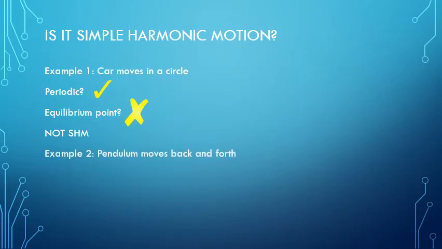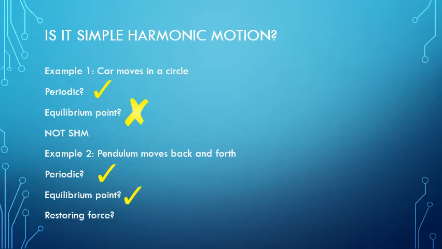Okay, let's look at another example. The pendulum moves back and forth, from side to side, like a pendulum on a clock. That one's periodic. That's going to work. How about an equilibrium point? If the pendulum was just left to sit there, it would sit in the middle. It's always trying to get down to that middle, where it can hang straight down. That's the equilibrium point. Now, restoring force.